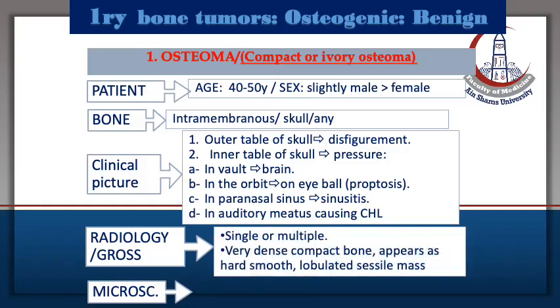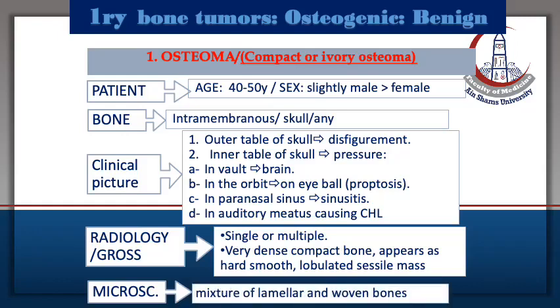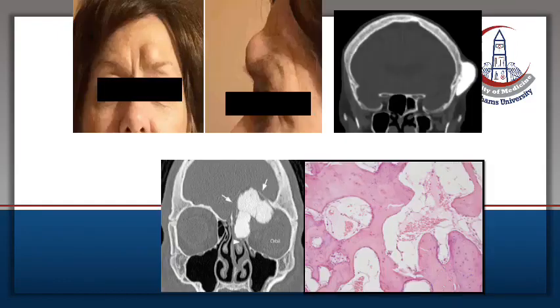Radiology, it is shown as a dense compact bone. Under the microscope, it's a mixture of lamellar and woven bones. Here is a patient with an osteoma in her forehead. It appears in the X-ray as a white lamellar mass. Sometimes it's present in the orbital cavity causing proptosis, and under the microscope it's formed of bone lamella.